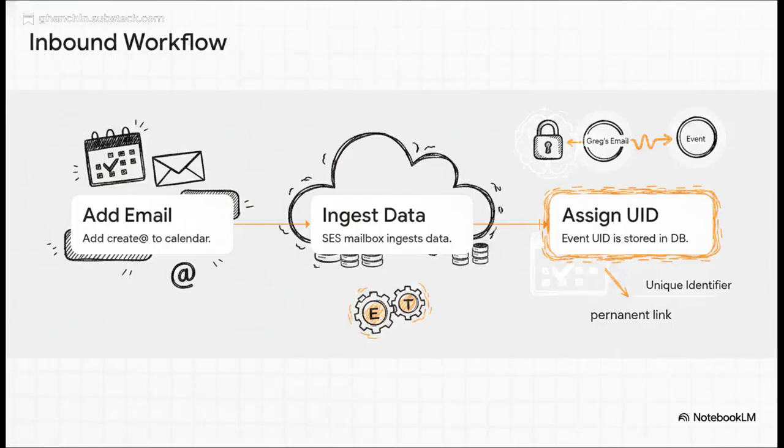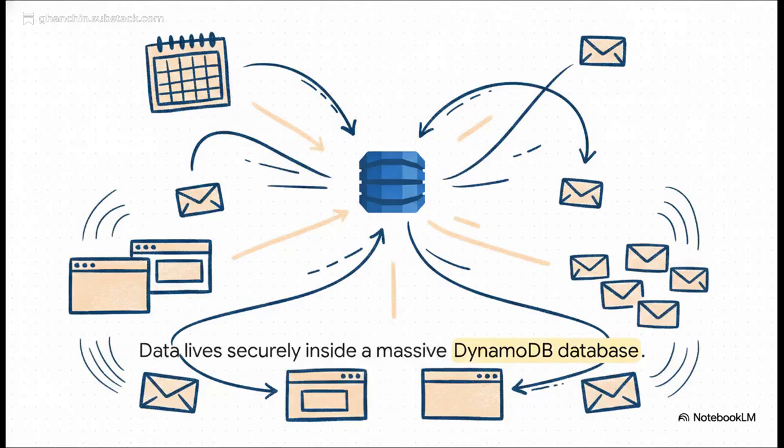So the crucial thing to understand is that the workflow happens in 3 distinct steps, right in the background. First, the calendar invite hits that SES mailbox for ETL. That's extract, transform, load. Next, the invite is completely disassembled and stored as a brand new event. And third, it gets assigned a sticky unique identifier, or UID. This permanently links Greg's organizer email and the event UID together, which carves out a super clear path for programmatic access later on.